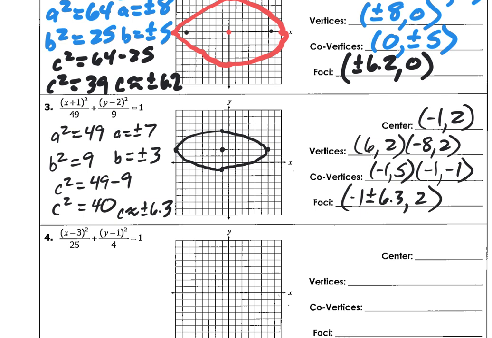So we're going to add 6.3 to the left and to the right, which all that means is we're going to go 6.3 to the right. We're going to go 6.3 to the left. We're just barely inside of the two vertices, and those would be our two foci.